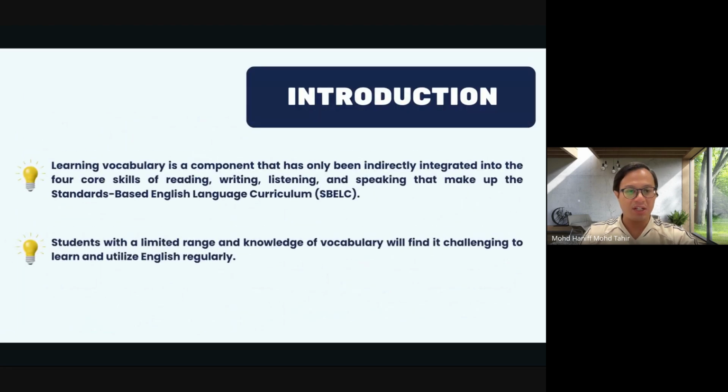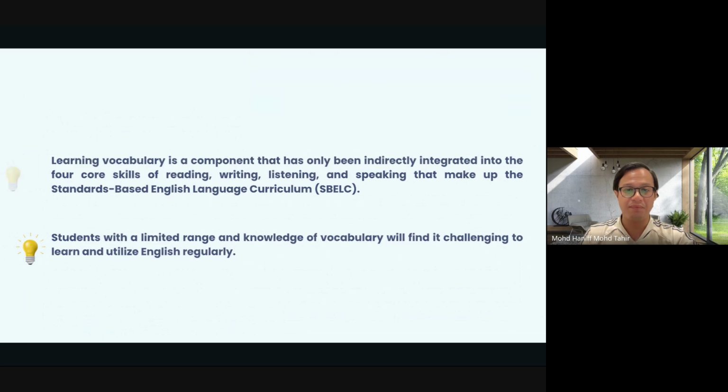Moving on to the introduction, learning vocabulary is a component that has only been indirectly integrated into the four core skills of reading, writing, listening, and speaking that make up the Standard-Based English Language Curriculum, SBELC. Therefore, students who have a limited range of vocabulary knowledge will find it challenging to learn and utilize English regularly.